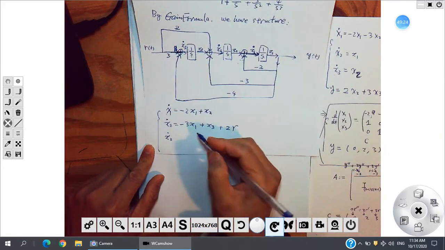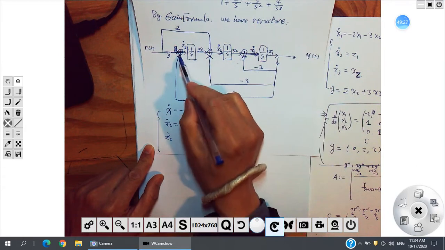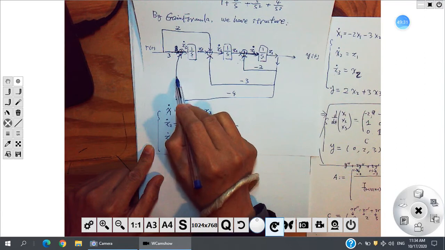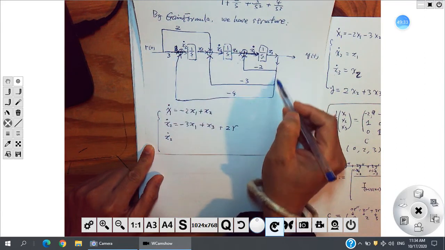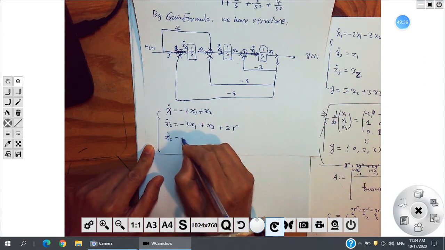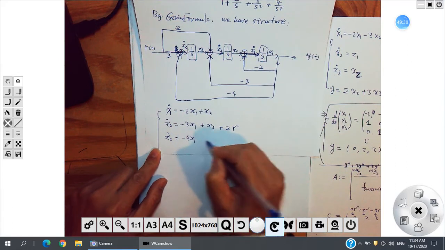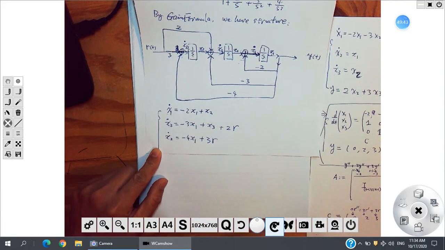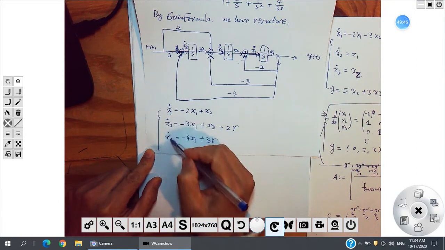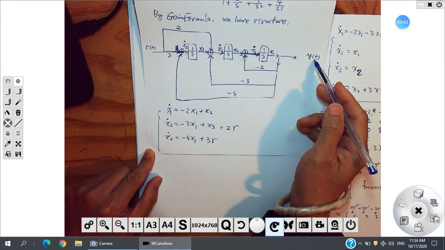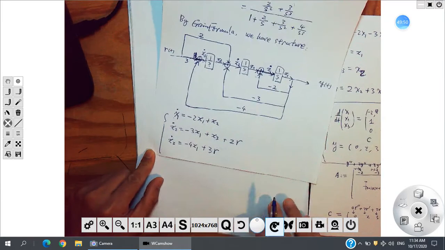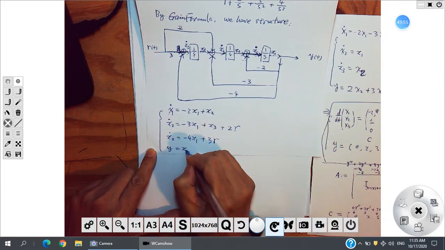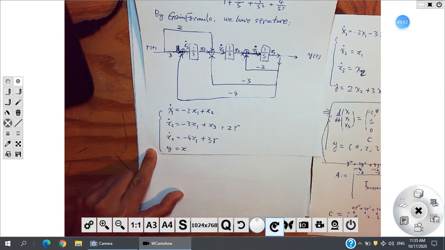And x3 dot is here. It's a summation of this signal and this signal. So this is x1 times negative 4 plus 3 of r. Alright, we have all the state variables. We have the derivatives equal to something. And then y is just x1. Okay, y is just x1, right? y is x1. Okay, so we have our result.